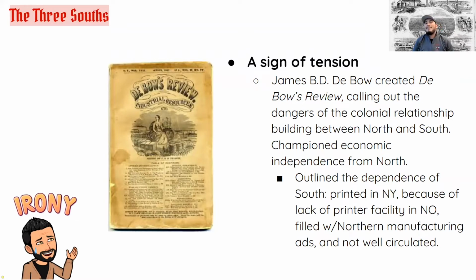You have the famous DeBow's Review. This is from James DeBow, a Southerner who was calling out the dangers of colonial relationship building between the North and South. He was calling out the toxic relationship between the two, just merely acknowledging that there is a very big difference in the direction the North and the South want to go when it comes to American society.